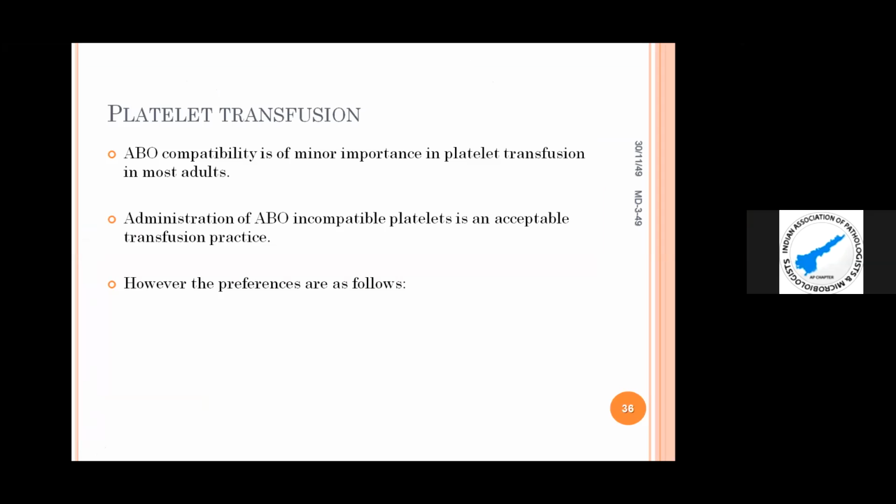So regarding this platelet transfusion, what I was saying is ABO compatibility is of minor importance. In adults, we can actually go ahead with platelets of any group. However, in children, we usually transfuse platelets of the same group. It has to be ABO compatible platelets in cases of children.